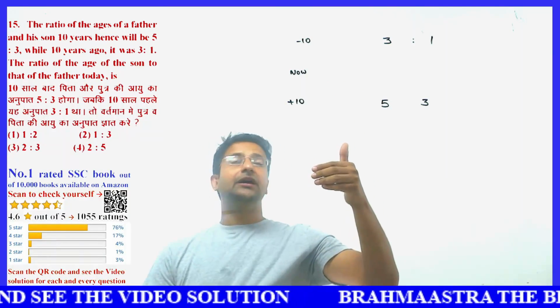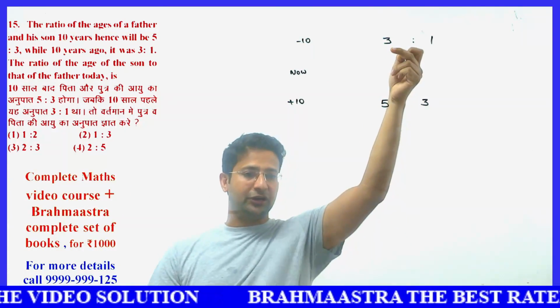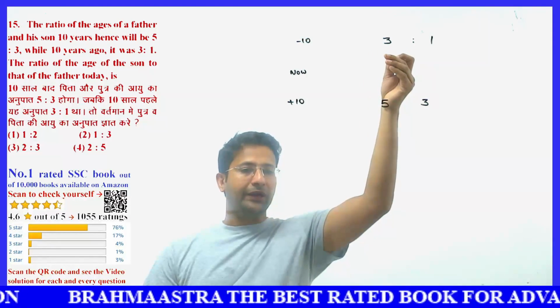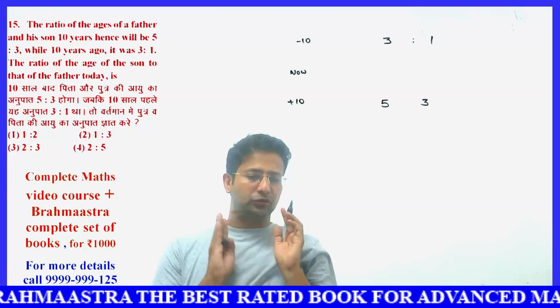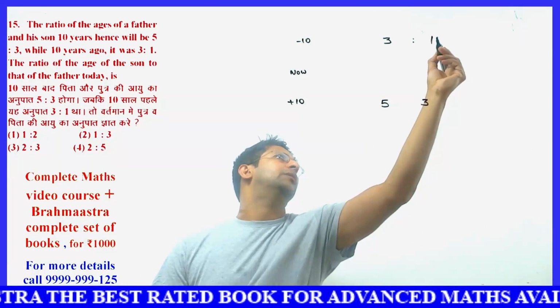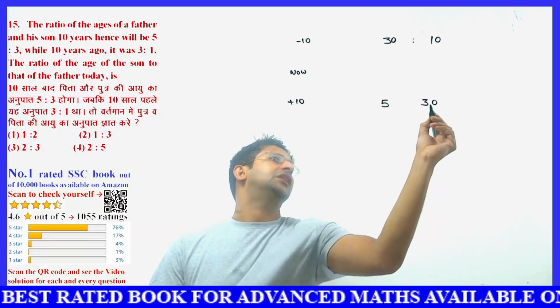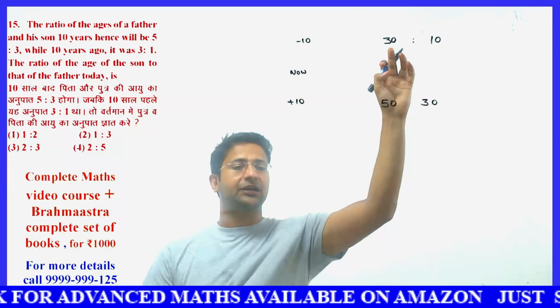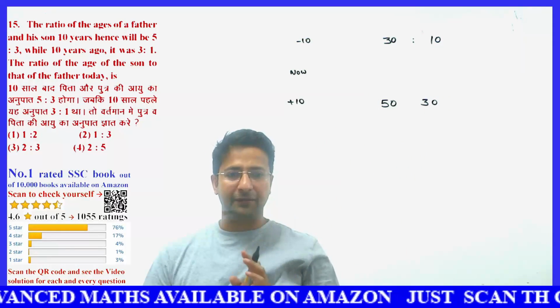Getting it, my friends? In 20 years, this ratio changes from 3 is to 1 to 5 is to 3. That is 2 parts, so 20 corresponds to 2 parts. It makes your question very easy. One part corresponds to 10. So this is 10, this is 30, and this is 50. 5 parts means 50, 3 parts means 30, and one part means 10.